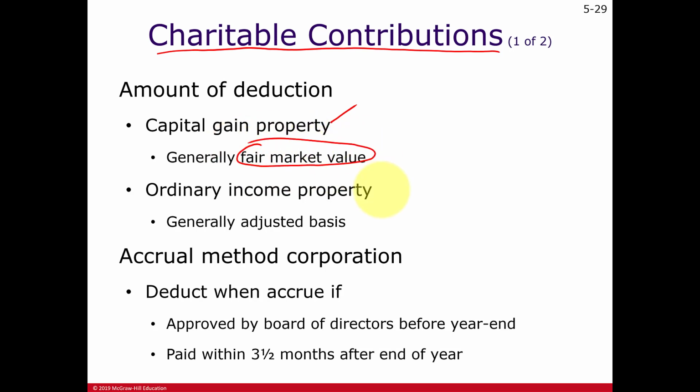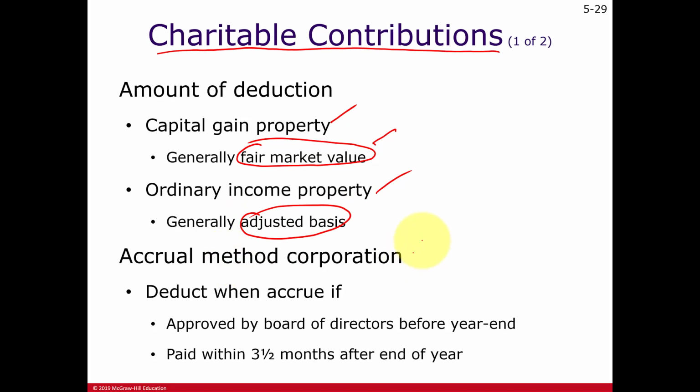Or if it's ordinary income property like inventory, if you sell inventory, you have ordinary income. So if you donate inventory, you're going to be deducting not the value like capital gain property, but the cost basis, the adjusted basis of the property, which is probably lower than the value.